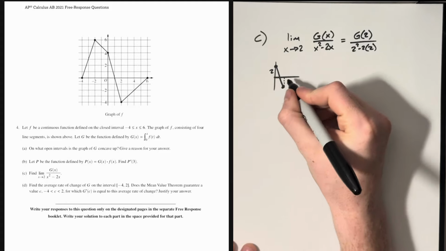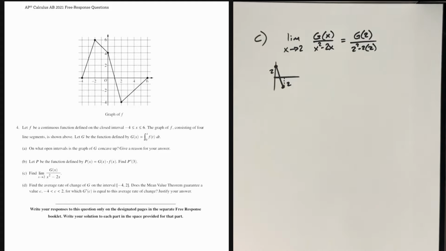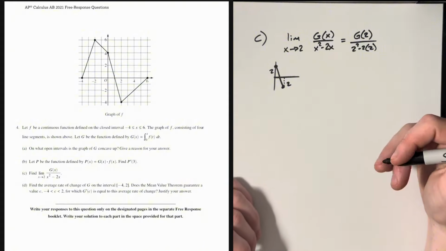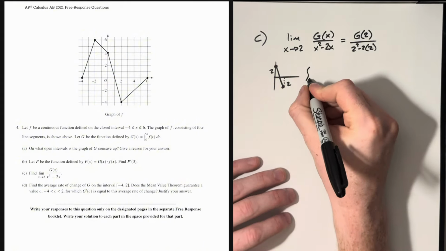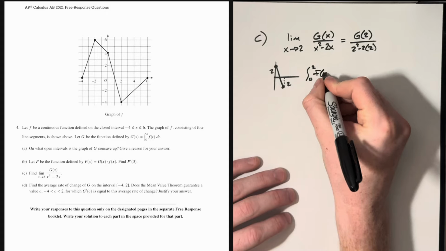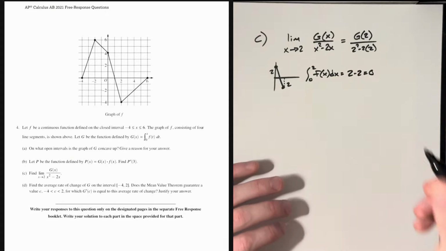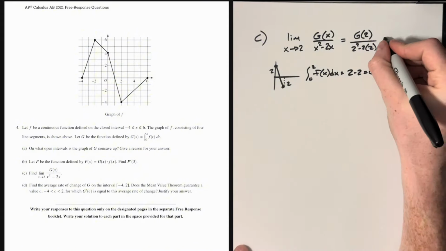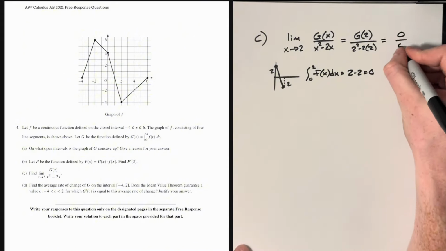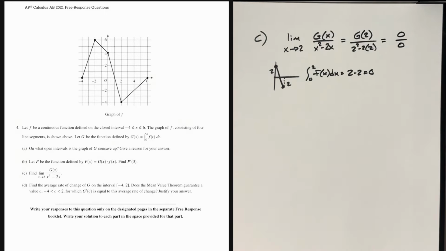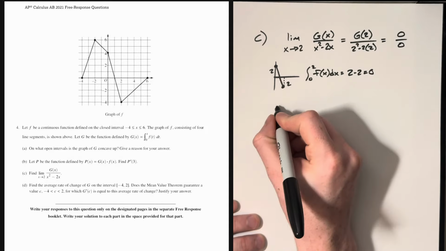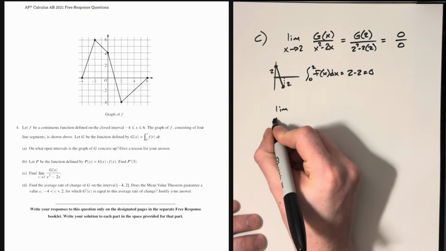Both of these triangles have area of 2, but one of them is above the x-axis, one is below the x-axis. So the integral from 0 to 2 of f of x dx will be 2 minus 2, or just 0. So this whole limit, when I direct substitute, is just 0 divided by 0. And this is an indeterminate form. When I get an indeterminate form, what am I going to use?